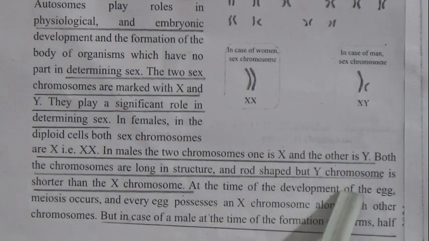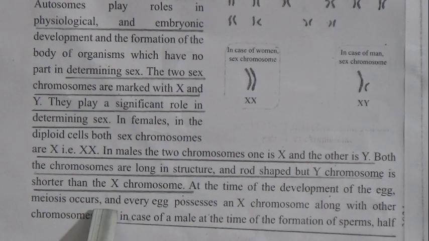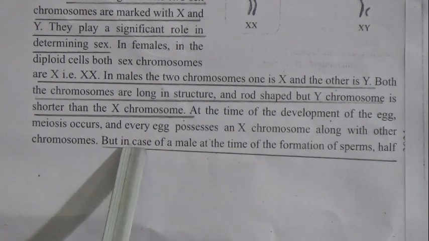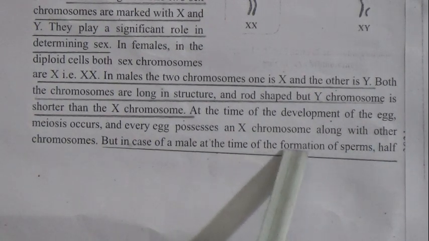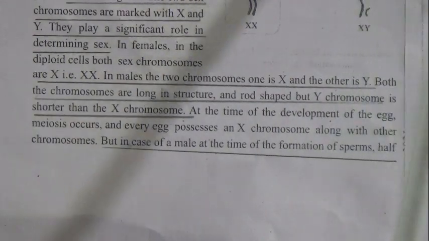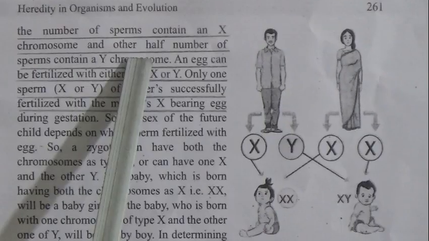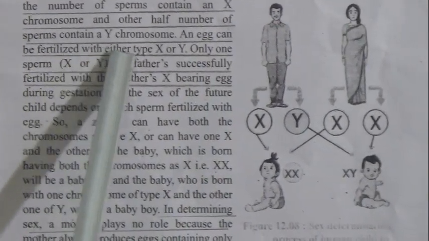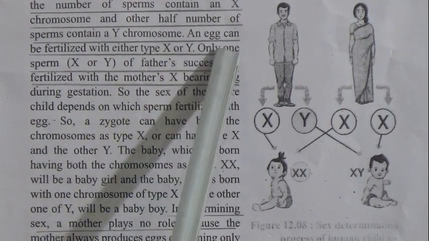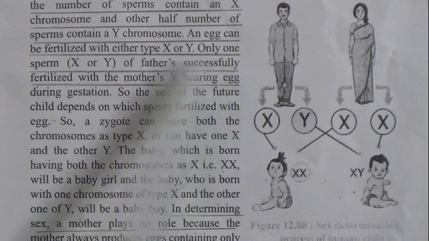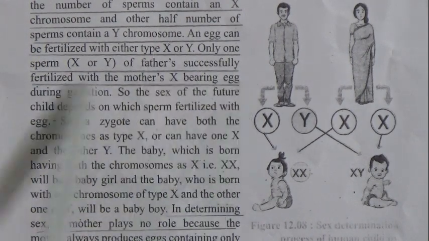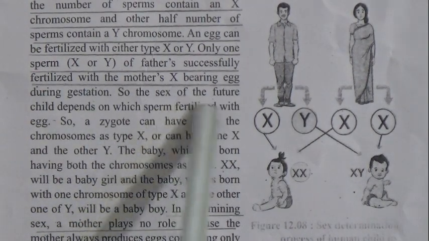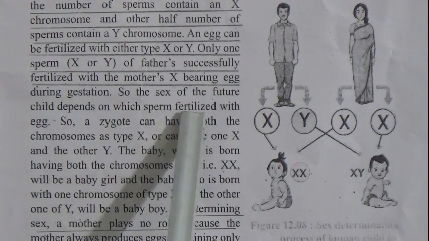At the time of the development of the egg, meiosis occurs, and every egg possesses an X chromosome along with other chromosomes. But in the case of male, at the time of the formation of sperm, half the number of sperm contain an X chromosome and the other half contain a Y chromosome. An egg can be fertilized by either type, X or Y. Only one sperm, X or Y, of the father successfully fertilizes the mother's X-bearing egg during gestation. So the sex of the future child depends on which sperm fertilizes the egg.